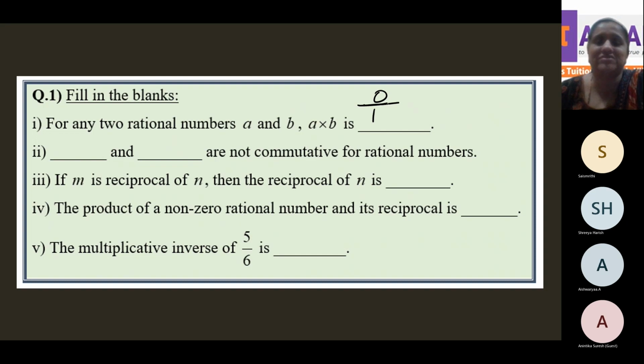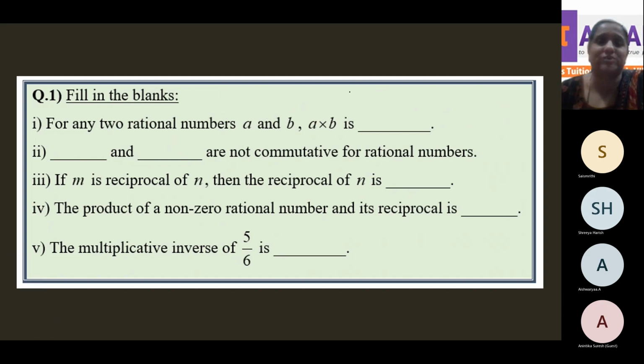So 0 means 0 by 1. What do you understand by 0? 0 means 0 by 1. Because 5 is 5 by 1, 6 is 6 by 1. In the same way, 0 is 0 by 1. So its reciprocal will be 1 by 0. And we know that 1 by 0 is not defined. Division by 0 is not defined.